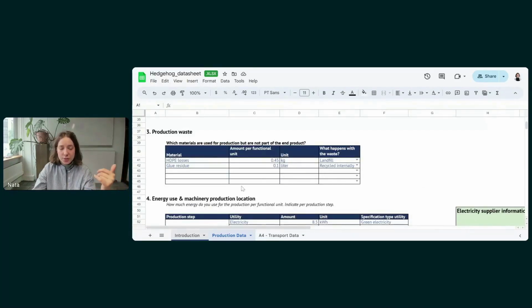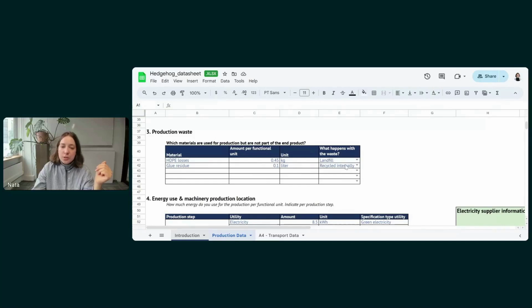We also like to understand what waste occurs during the manufacturing of the product. We want to understand what exactly the material that is wasted is. Maybe it's losses from extrusion, or maybe it's glue residue or something like that. We want to understand how much waste there is per functional unit of our product. So in this case, 1 cubic meter, and of course the unit in which the waste is calculated.